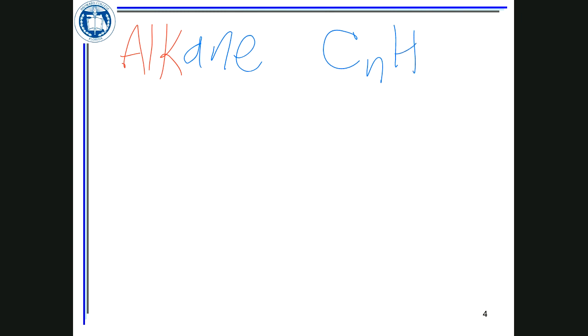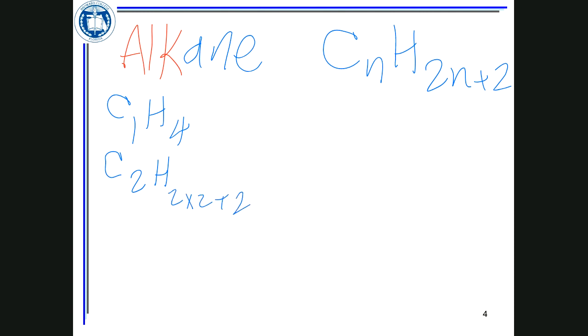So alkane: CnH2n+2. That's the general formula. If we have 1 carbon, the number of hydrogens is going to be 4. If we have 2 carbons, the number of hydrogens is going to be 2 times 2 plus 2, which is going to make it 6.